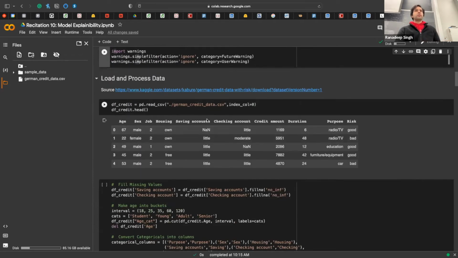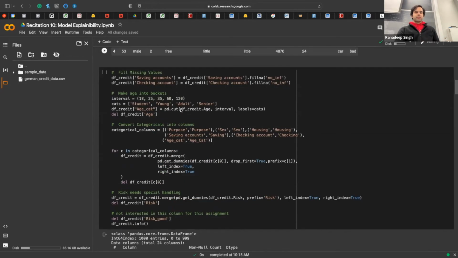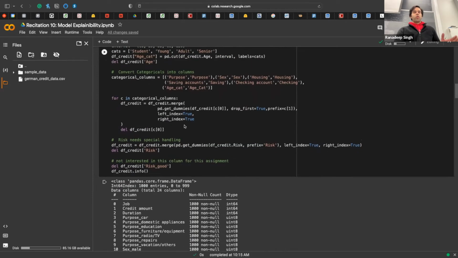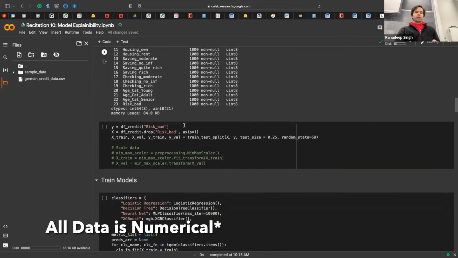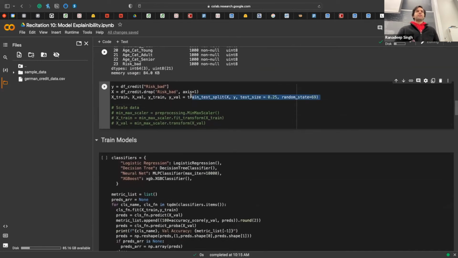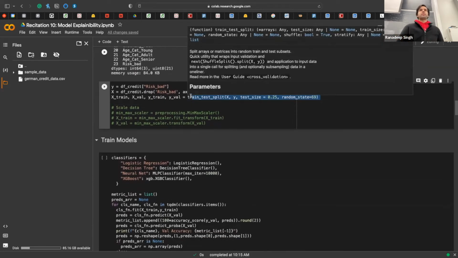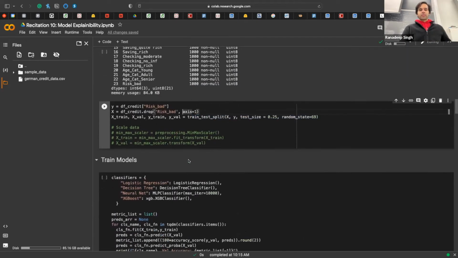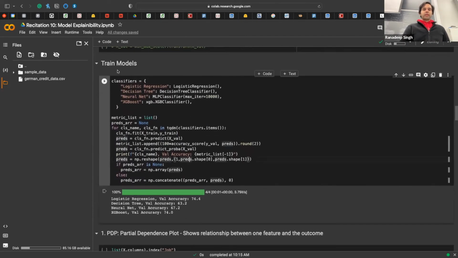So of course you load the German credit data set, you clean it so that all of your data is now one hot encoded. You split it. A lot of this we did last week in the fairness recitation too. But I think you don't need to care about that. Let's come to this point where you have 4 classifiers.